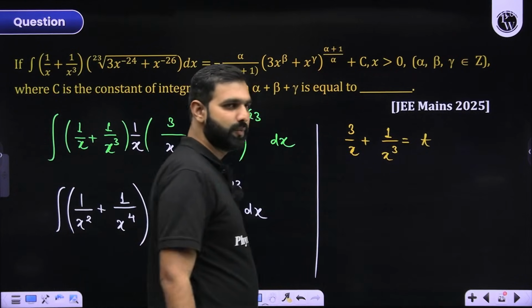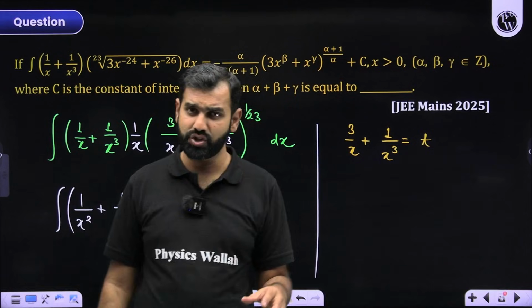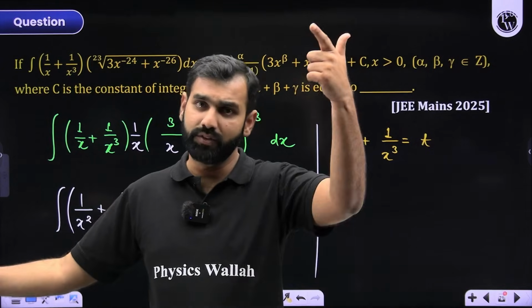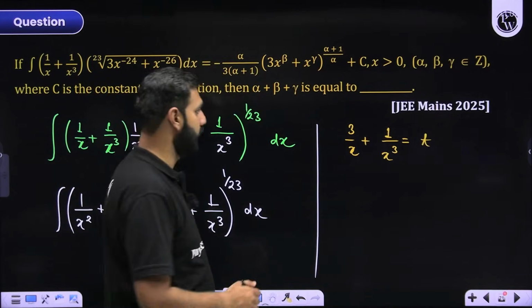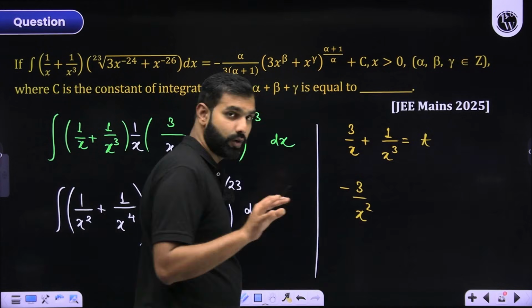3 upon x is basically 3 into x to the power minus 1. So for x to the power minus 1, the differentiation is going to be minus 1 x to the power minus 2, which is minus 1 upon x square. So can I say this will be minus 3 upon x square? I hope there is no confusion on that.